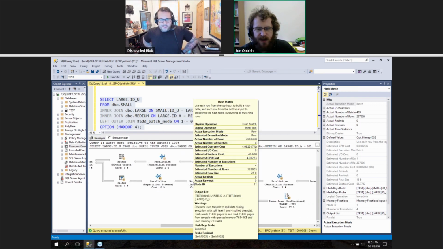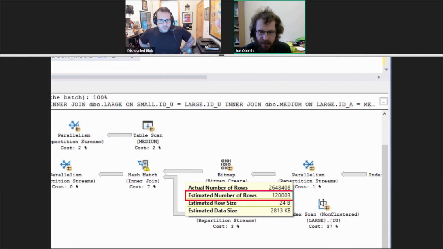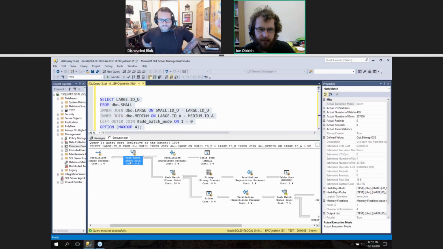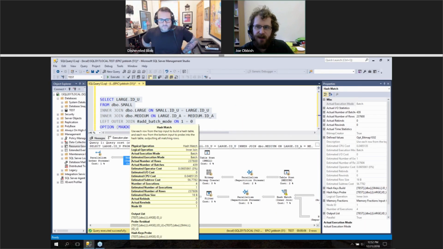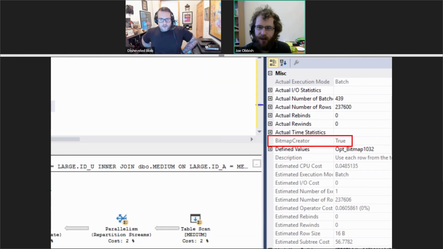Now this spills to TempDB, and suddenly my estimate went way down. It's only 120,000 rows. So what actually happened here is this batch mode join, it is a bitmap creator. It's creating bitmaps. It's creating a batch mode bitmap.